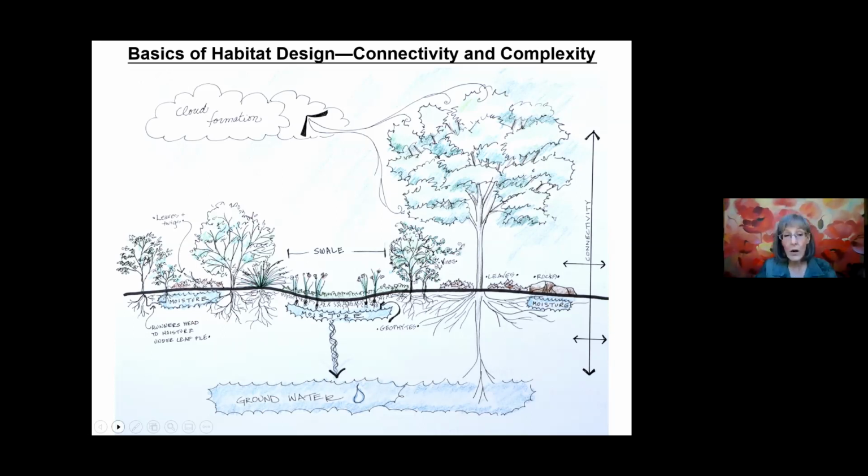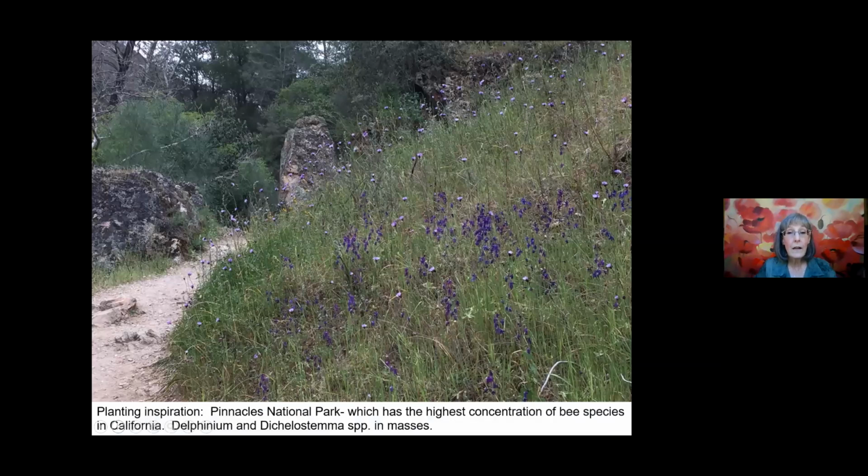So Pinnacles National Park last year, and I went to Pinnacles last year because that is the area in California with the highest concentration of bee species in California. And because plants are a reflection of what's in the environment, I wanted to see how plants were laying out in the environment. And here we have a great combination of Delphinium and Dichelostemma species in mass like that. And the color blue. Blue is a favorite color of bees.